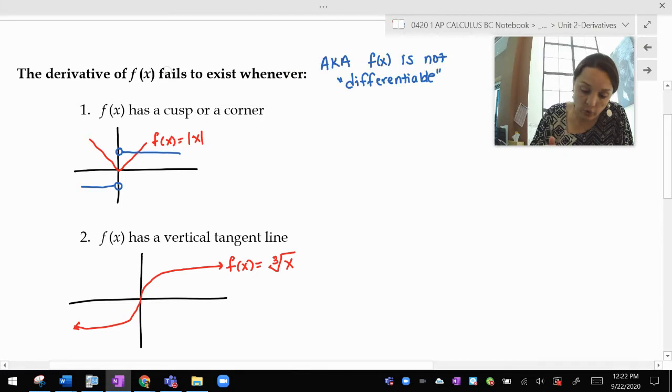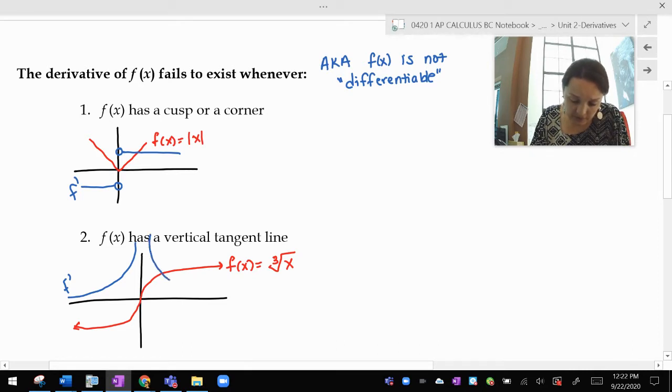So if I were to graph the derivative here, the slope of this red graph is very shallow but positive, getting very steeply positive. So my derivative would look like this. And then on the right-hand side of 0, I start with a very steeply positive slope and get to a more shallow slope. So that's what my derivative looks like.